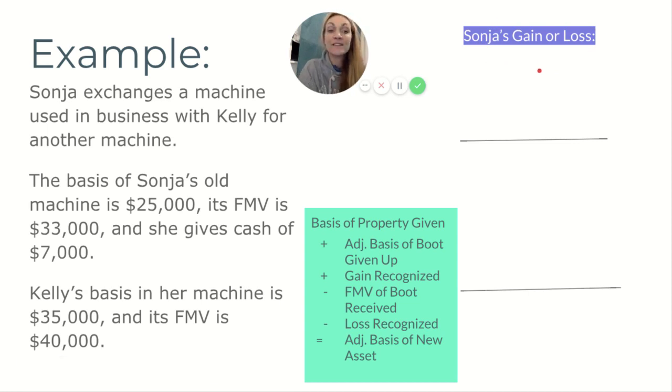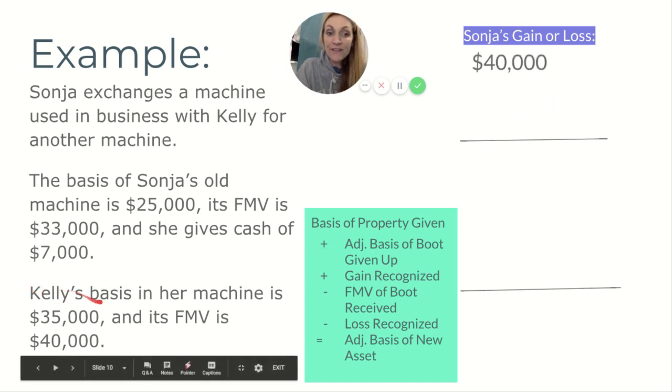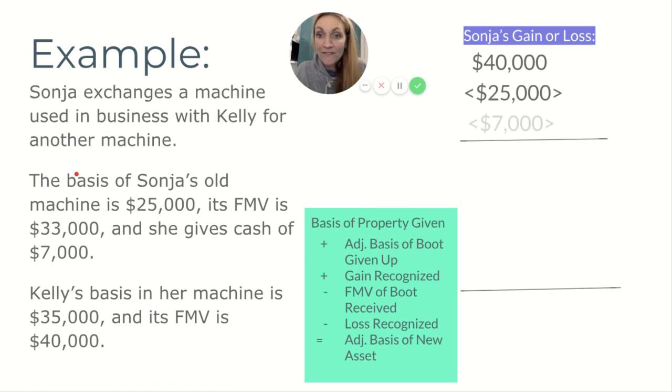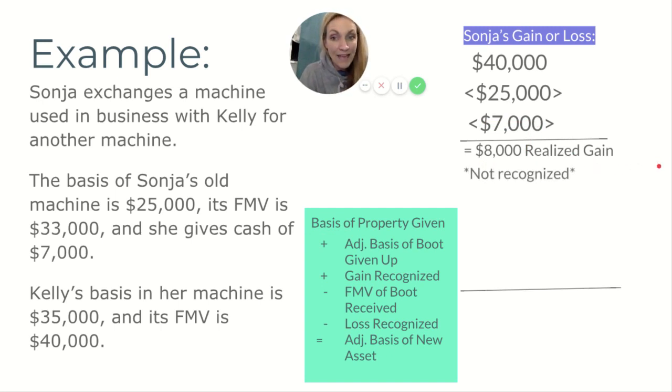So gain or loss, we've got to start with what was the fair market value, the sale price of what Sonja received. $40,000. She's going to receive Kelly's machine. So fair market value of Kelly's machine was $40,000 minus the basis of her machine, $25,000, and minus the cash she gave up of $7,000. And you've got to look at that calculation. But that kind of makes sense, right? Because she put that money in. And so that brings her down to an $8,000 realized gain.